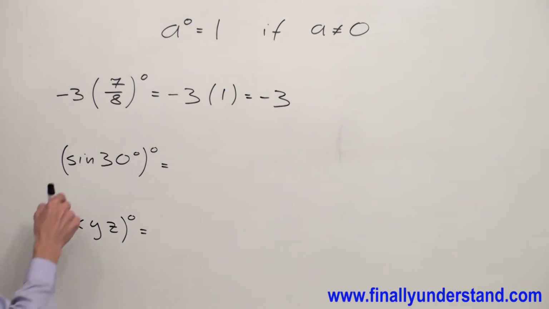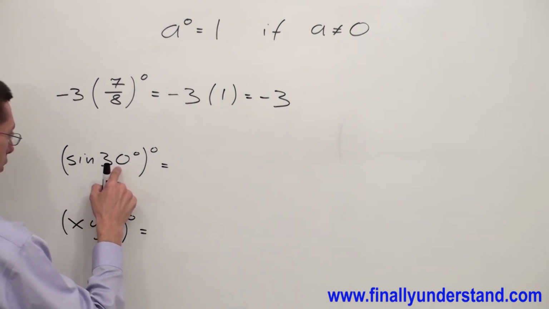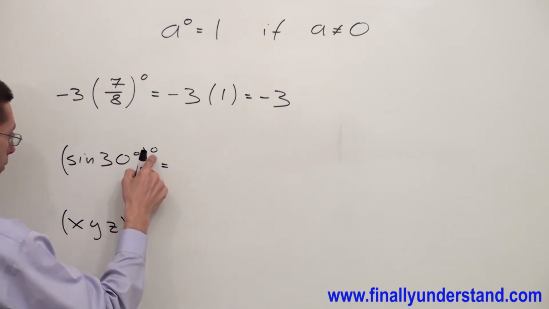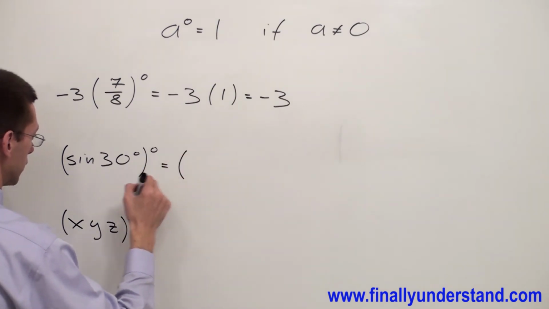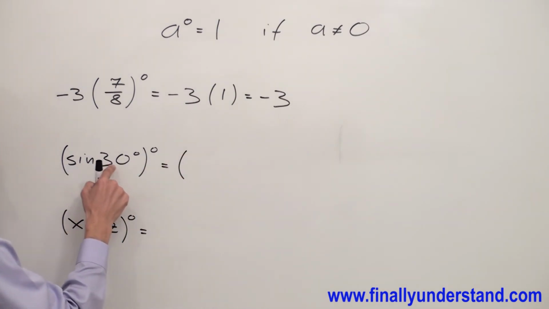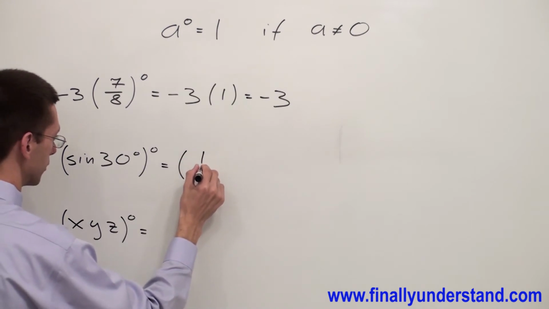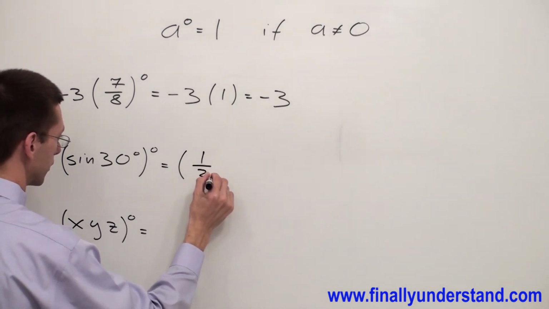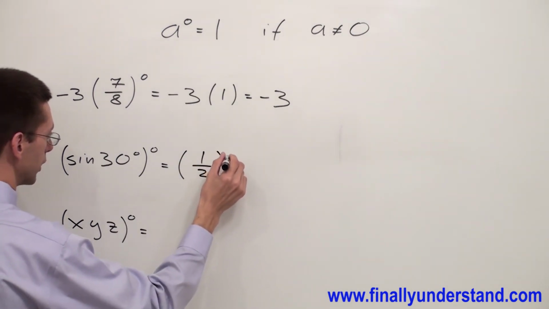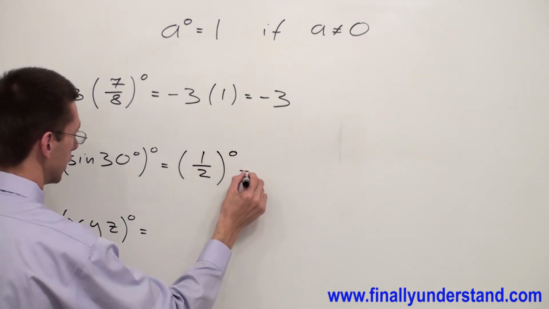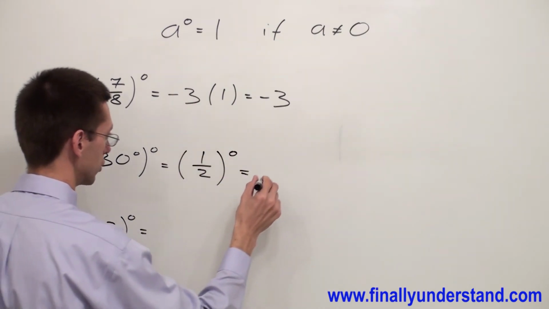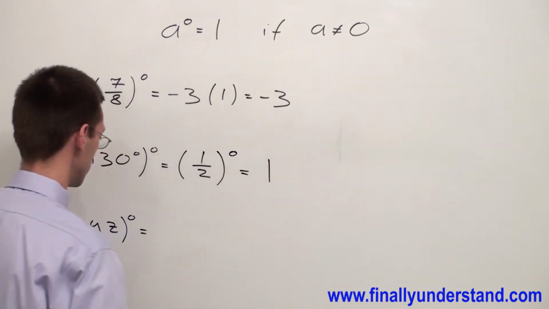Now, I have sine of 30 degrees raised to power 0. If you don't know yet, sine of 30 degrees is equal to 1/2. Raised to power 0. According to the definition, this is going to be equal to 1.